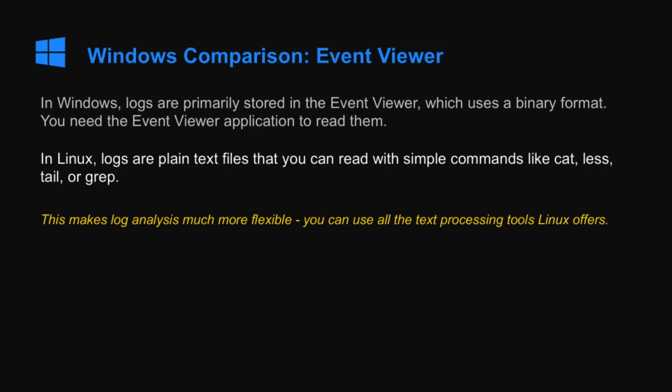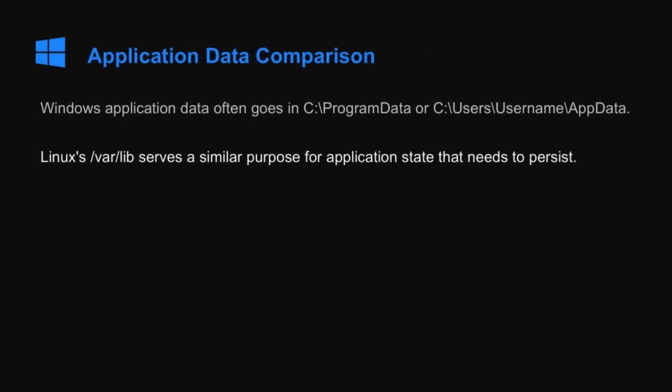To compare it to Windows, in Windows logs are primarily stored in the Event Viewer, which uses a binary format. You need the Event Viewer application to read them, but in Linux, logs are plain text files that you can read with simple commands like cat, less, tail, or grep. This makes log analysis much more flexible. You can use all the text processing tools Linux offers. The Windows application data often goes in C:\ProgramData or C:\Users\username\AppData, but Linux's /var/lib serves a similar purpose for application state that needs to persist.